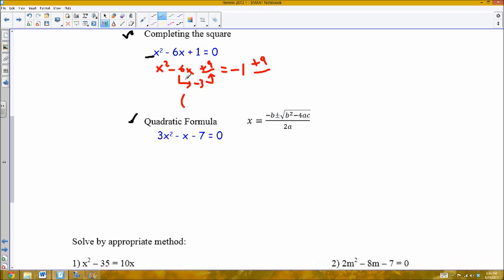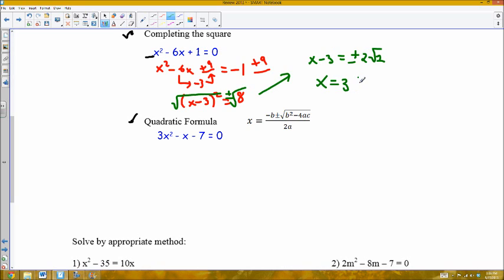I end up with this left-hand side will now factor to x minus 3 squared, and my right-hand side, -1 plus 9, is 8. So I'm going to continue this by taking square roots, and when I take square roots, there's a plus or minus. So I'm going to move up here. Square root of a square, those are inverse operations, so they do undo each other, and then I'll have plus or minus the square root of 8. The square root of 8 has a perfect square factor of 4, so this is really plus or minus 2 rad 2. Then I'll solve for x by adding 3 to both sides, and I have 3 plus or minus 2 rad 2.